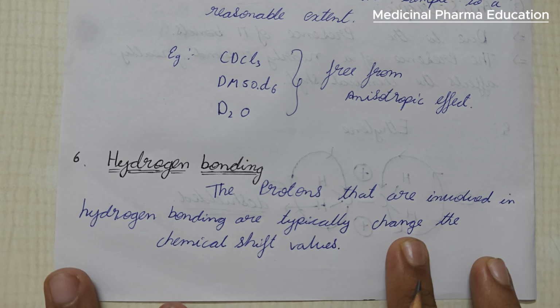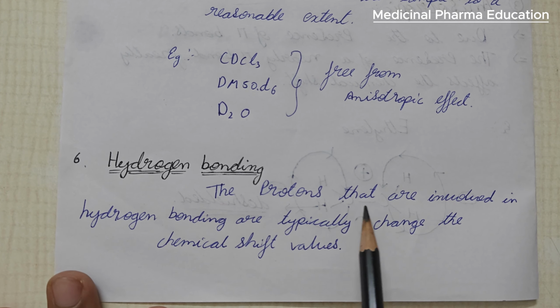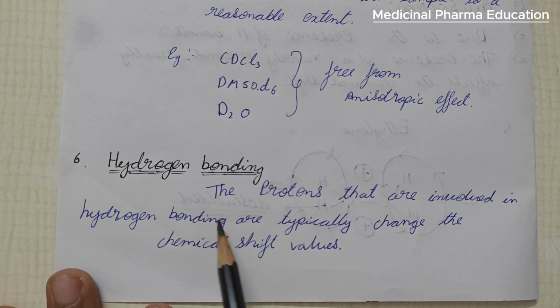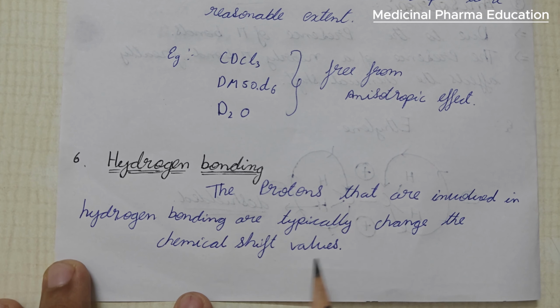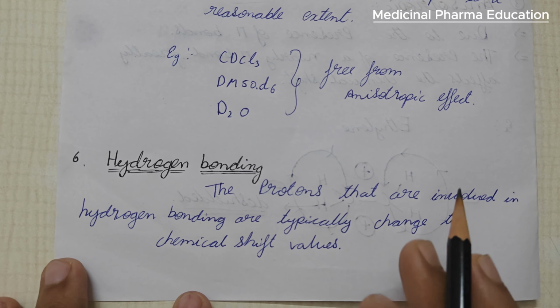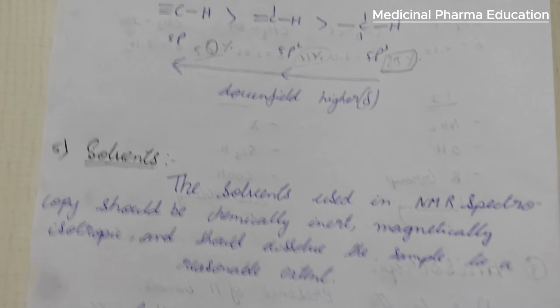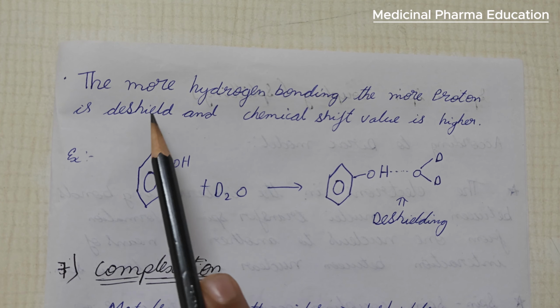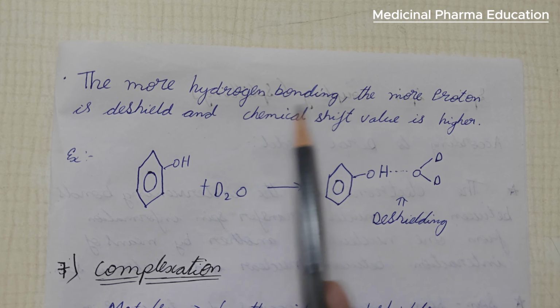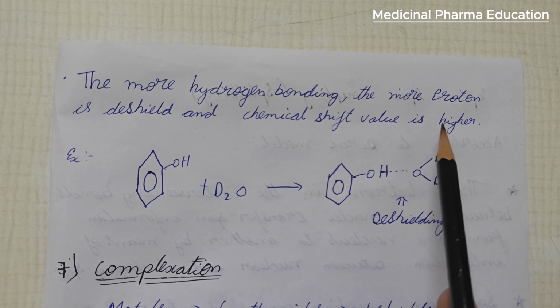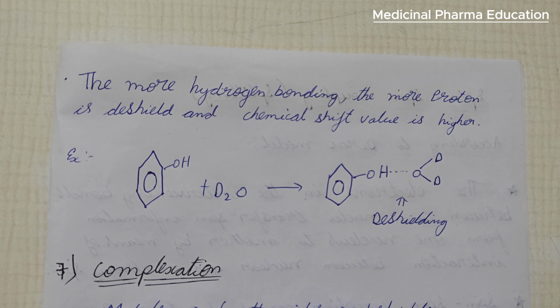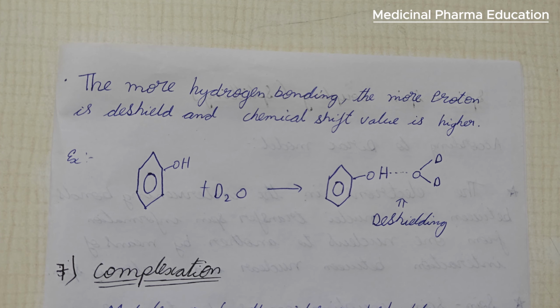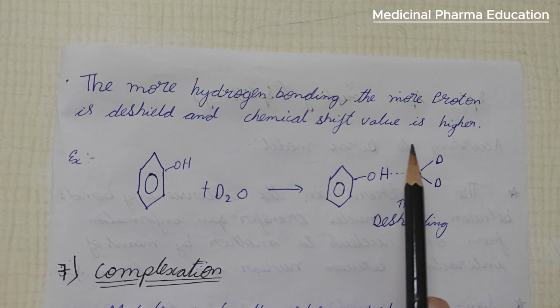Next, hydrogen bonding. The protons that are involved in hydrogen bonding typically change the chemical shift values. If the hydrogens are involved in bonding, then the chemical shift value also changes. How? The more hydrogen bonding, the more the protons are deshielded and the chemical shift value is higher. As the number of hydrogen bonds increases, the number of deshielded protons increases and the chemical shift value increases.